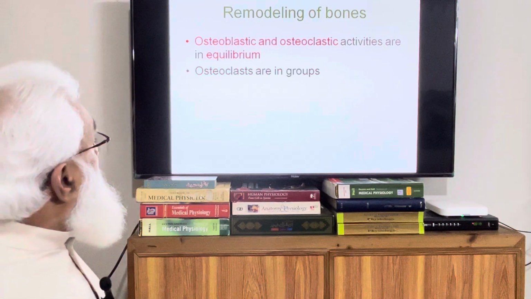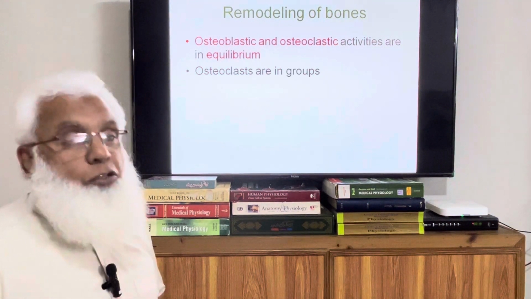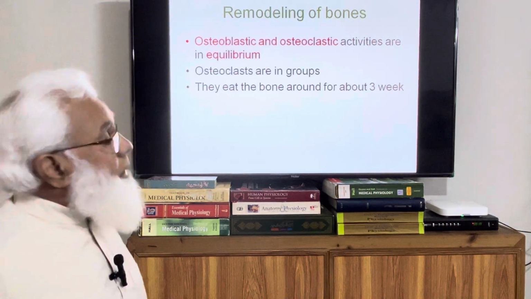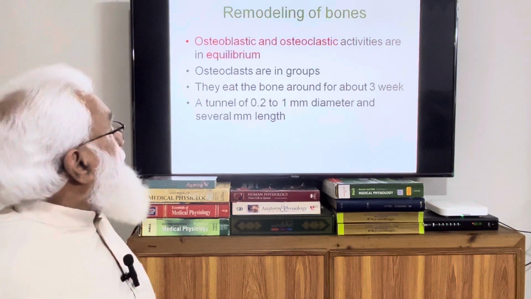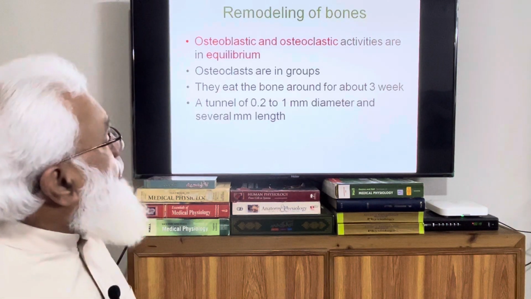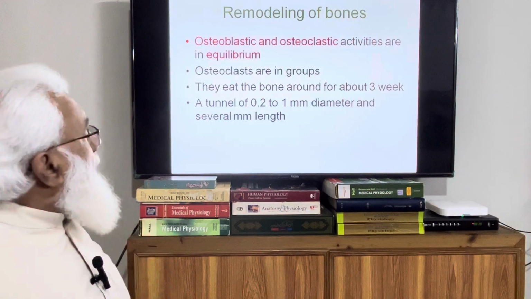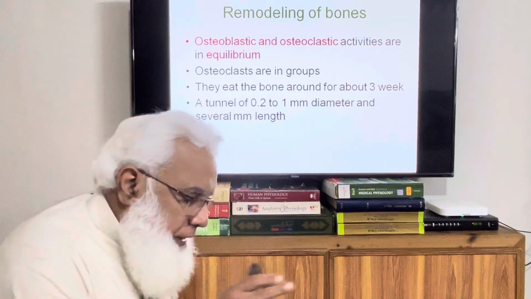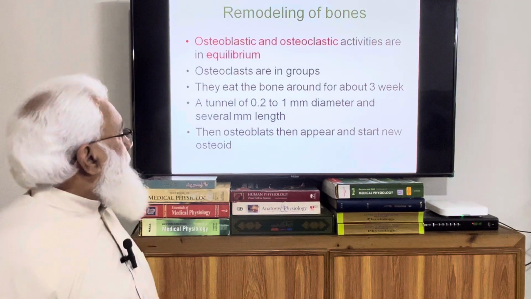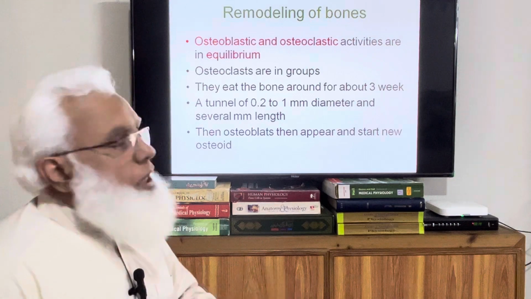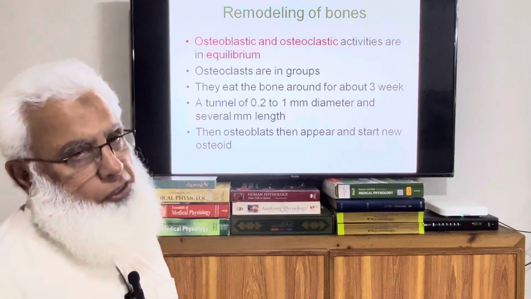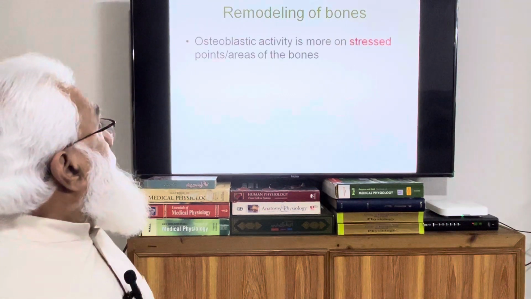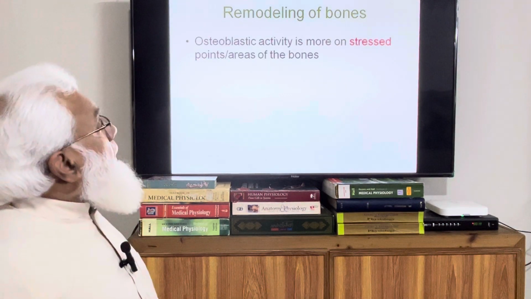ये हमें पता है bones में हमारे osteoclasts होते हैं in groups, and they eat the bone in about 3 weeks, and make a tunnel of 0.2 to 1 millimeter diameter and several millimeter length. वो group में खा के लंबी सी एक tunnel बना देते हैं. And then the osteoblasts appear and they start laying down the new matrix, or new osteoid is formed, and then the calcification occurs. The osteoblastic activity is more in stressed bones.